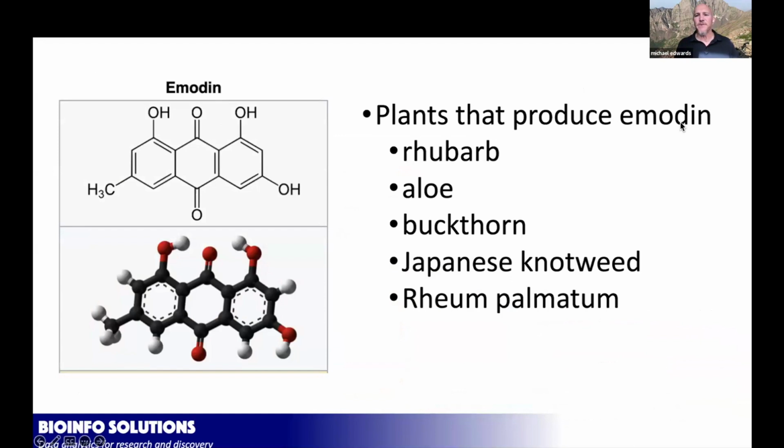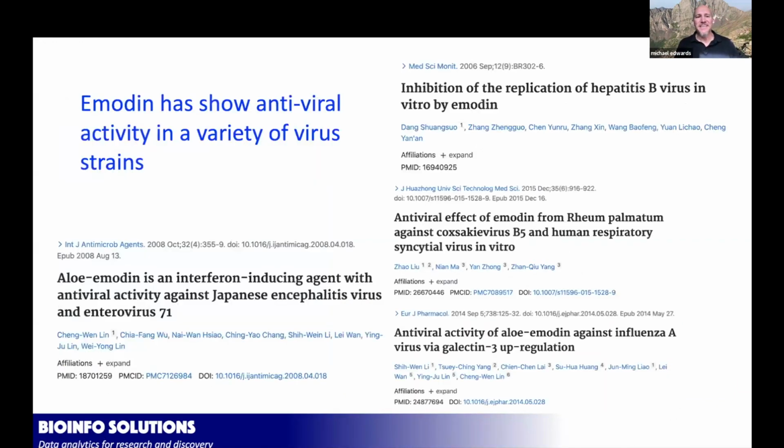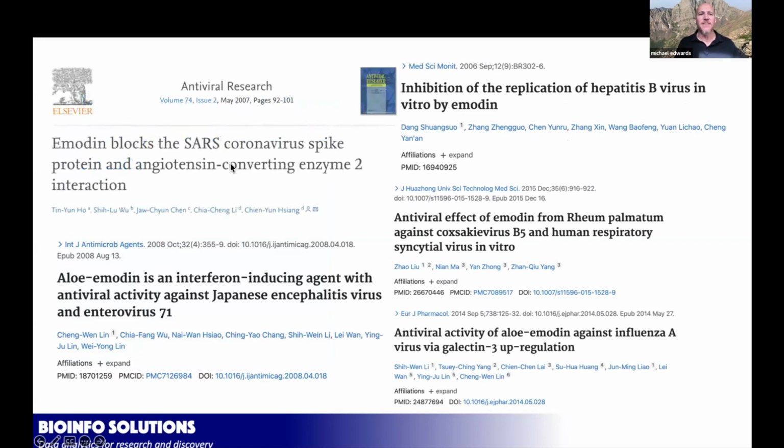Here's emodin, found in plants that produce it, like rhubarb. By the way, I have tried aloe, just eating aloe. It is horrible. I don't recommend it. Go get the pills. Don't eat aloe. But what was interesting about emodin is it's been working in lots of different viruses. They show this kind of anti-proliferative effect, or being able to contact viruses. And here, in 2007, they found emodin blocks the SARS coronavirus spike protein. Again, this was before COVID-19. They're looking at this. So again, we found this in mice, and it translated to there.